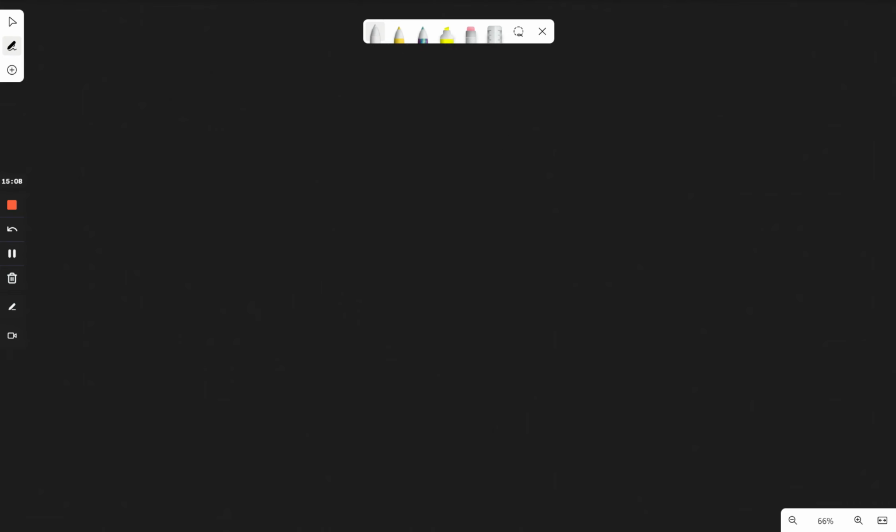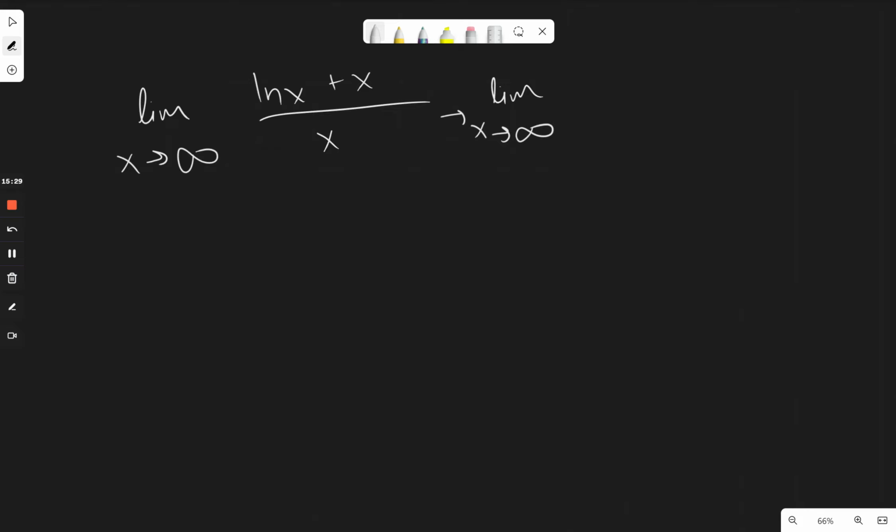Let's do another example. What about the limit as x approaches infinity of (natural log of x plus x) over x? The first thing I'm thinking of doing when I see this is splitting it into two different terms, just because this is a pretty simple fraction, and it gives us natural log of x over x plus 1. Now, this also involves thinking about how fast one function is growing compared to another.